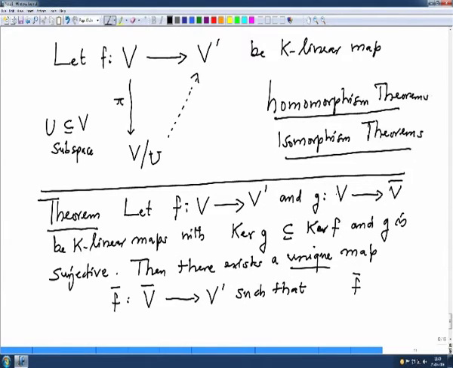No, first apply G, sorry, G, V to V bar, and then F bar, which is V bar to V prime. So, this is this composition. This goes from V to V bar first, that is G, and then V bar to V prime, this is F. So, this is F bar composition G. On the other hand, I have also given map F here to here. These two maps are the same. So, the statement is there exists a unique map from V bar to V prime such that F bar compose G is the same as F.